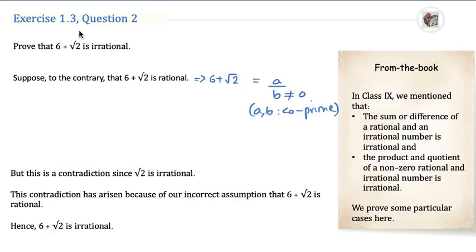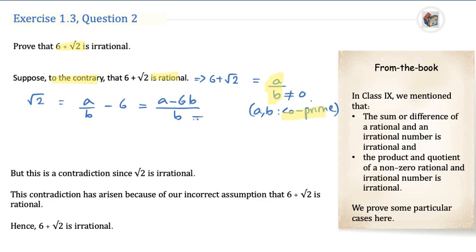Here's the last part. You have to prove that 6 plus root 2 is irrational. Again, supposing to the contrary that this is rational, we will get that it can be written in the form a by b, where a, b are co-prime and b is non-zero. From this again, you know the drill, you will find out the value of the square root alone. So that will be a over b minus 6. Then if you simplify this, you can take the LCM b, this will be a minus 6b.